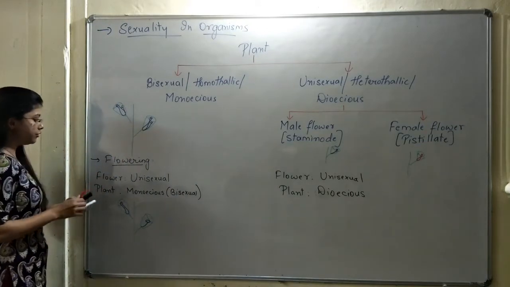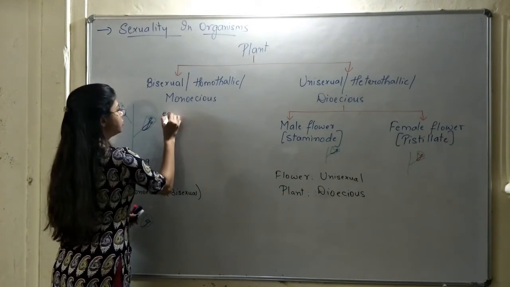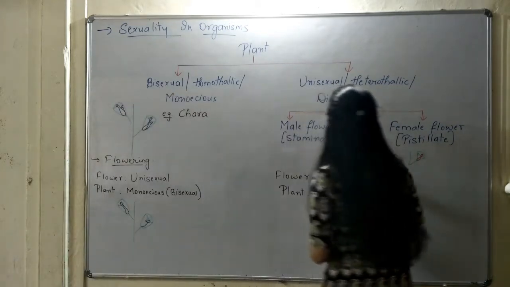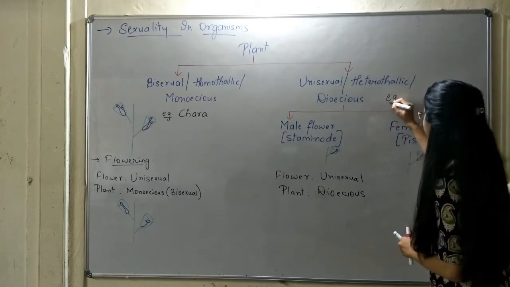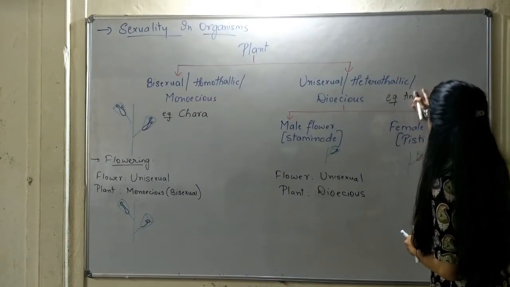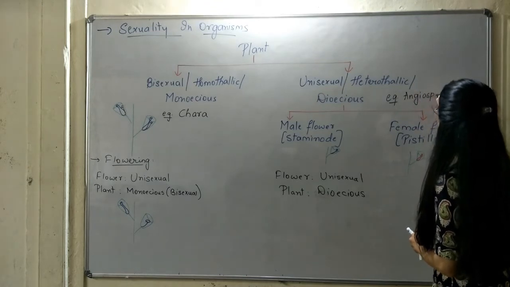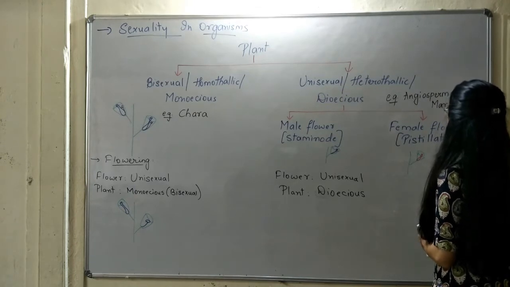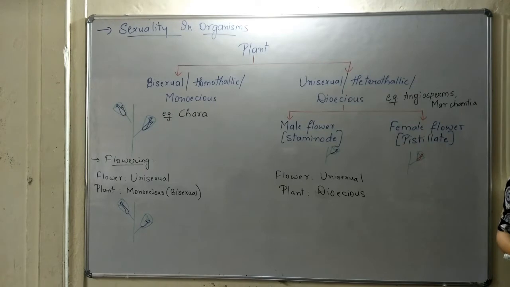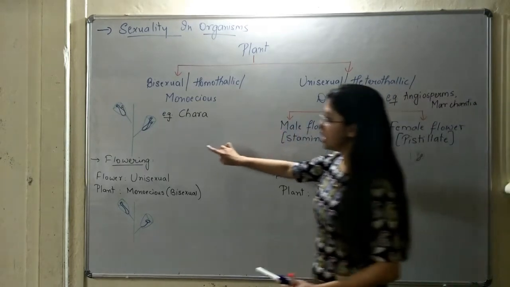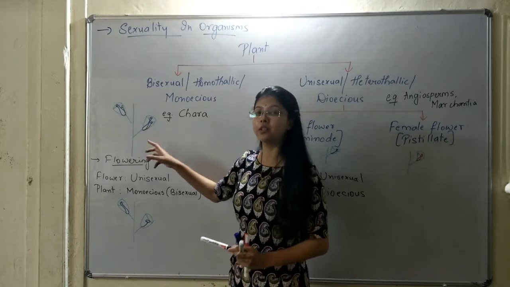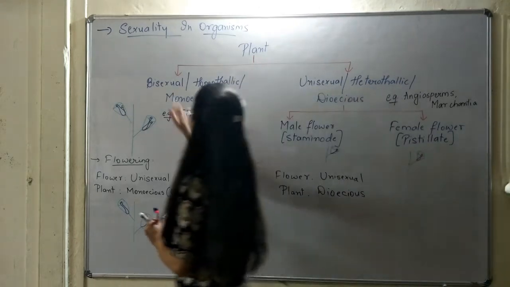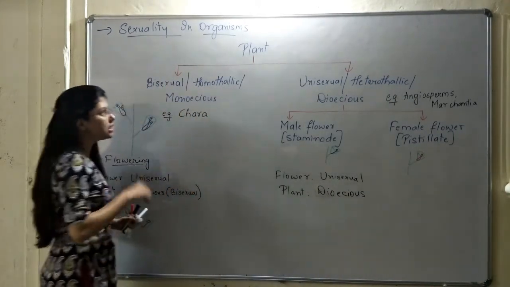Now, this kind of condition can be found in algae like Chara, and unisexual or dioecious plants. Examples can be angiosperms, or there can also be Marchantia, wherein the male and female flowers are separate on separate plants. Here the male and female flowers are present on the same plant. Here they are present on different plants. Now, since we are talking about sexuality, this is all about sexuality in case of plants.